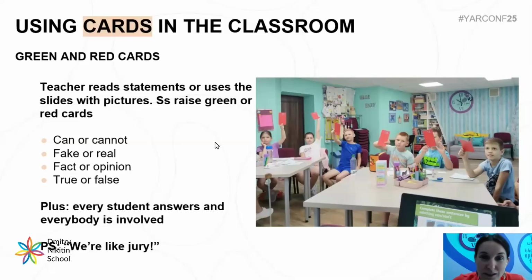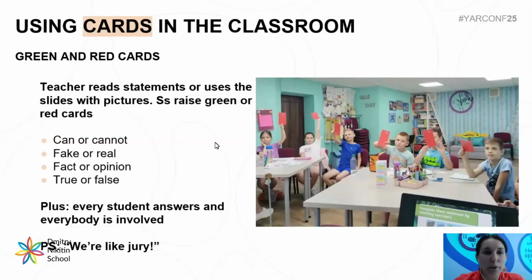So in this, you can see students who are raising red cards. It was with animals, what animals can do and cannot do. So green means can, red means cannot. With teenagers, I used fake or real images. Fake, like made with artificial intelligence, and real photos. And they were to decide whether it's fake or real, again, using green or red.